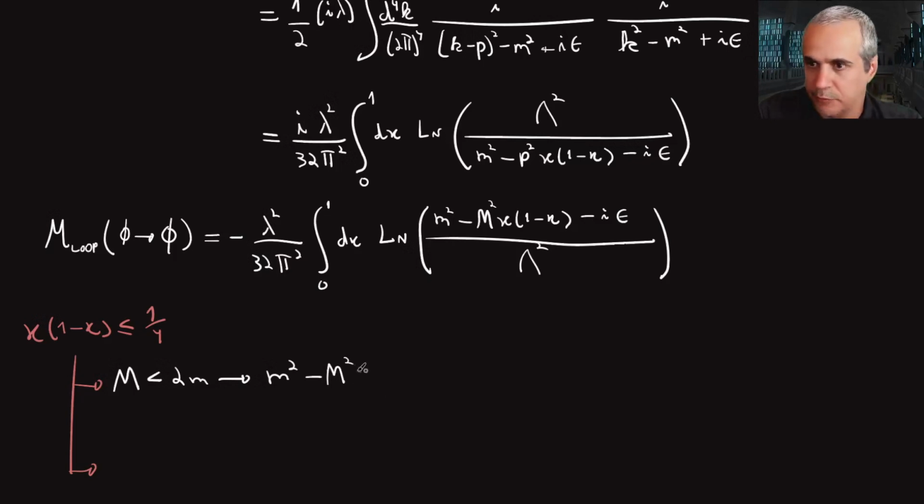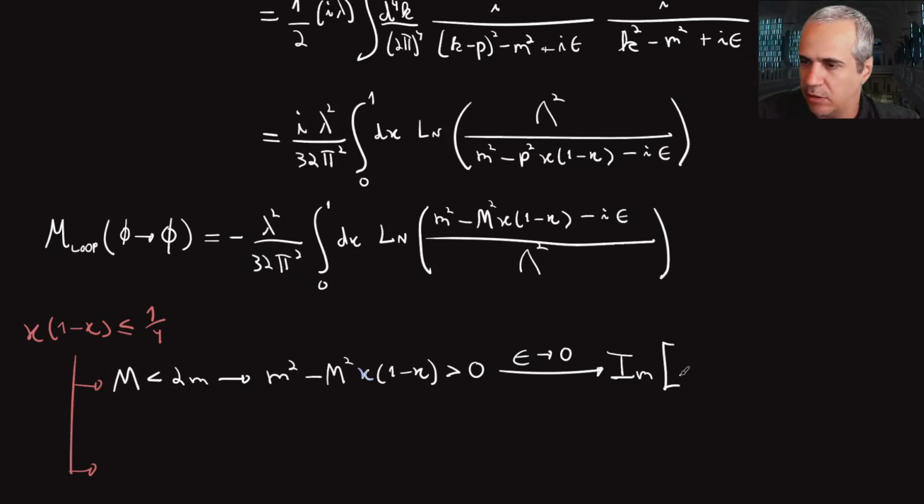Let me write everything again. x times 1 minus x is always bigger than 0. That means I can take epsilon to 0 now with no issues, and there's no imaginary part to this log. This is actually the imaginary part of the loop is 0. That's fine. That's very similar to the analysis we did for the self-energy of the electron.